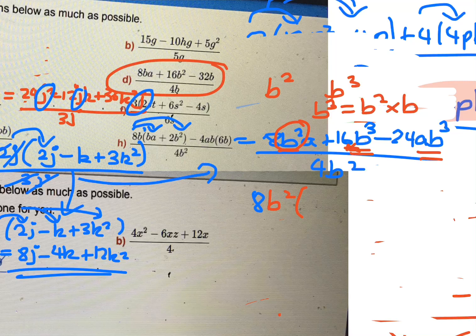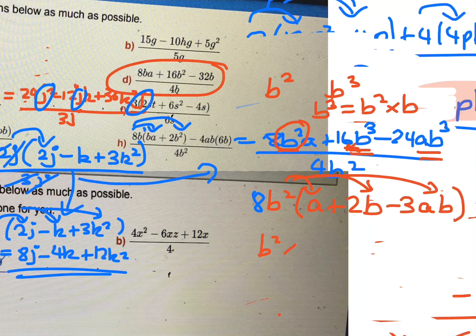8 times 1 is 8b squared times a. That would have to be a. Okay. And then 8 times 2 is 16. We took out a b squared, so that's b. And then 8 times 3 is 24. We didn't take an a out because that wasn't common, but we would need here another b because we're going to make a b cubed. And b times b squared is b cubed because it's b times b times b. There's 3 b's, so that's b cubed.